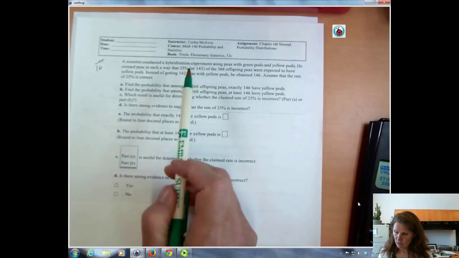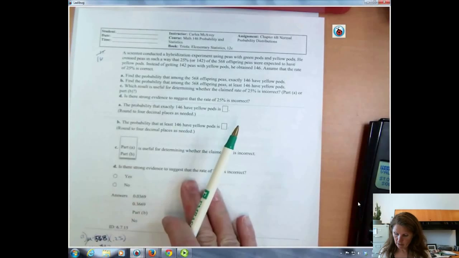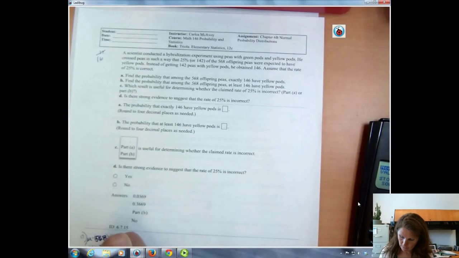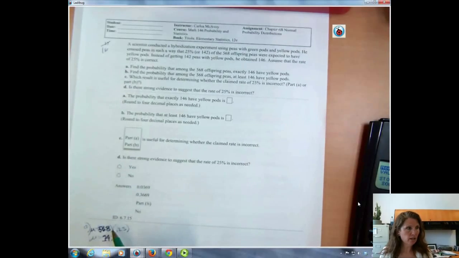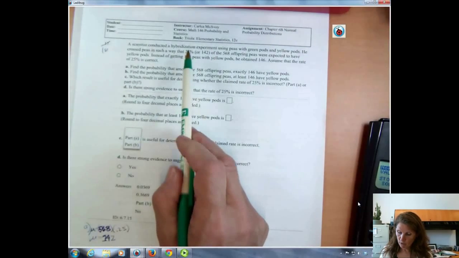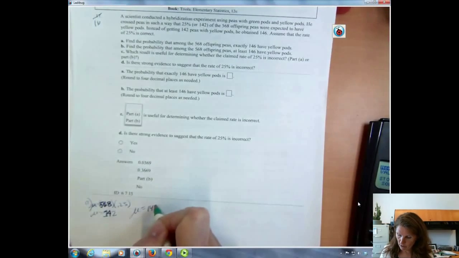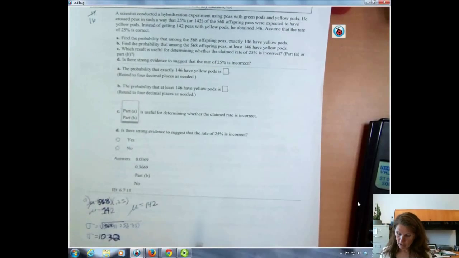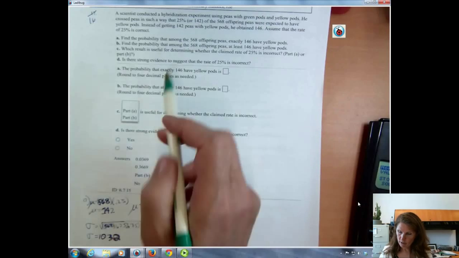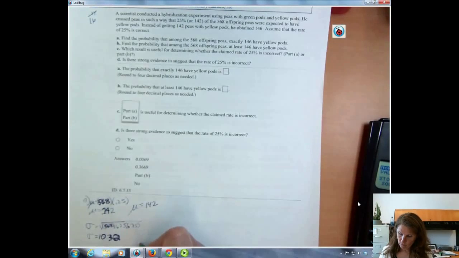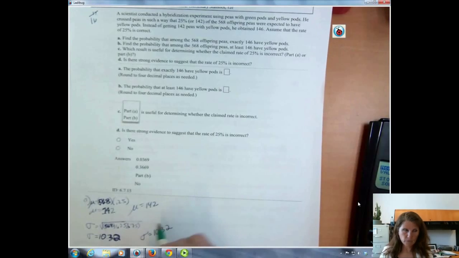So they already gave us the mean, 142, but we could go down and calculate that. I didn't do a very good job of writing that legibly. But 568 is our n, and then we're multiplying times our probability 0.25, and that's how they get the 142. So we know our mean is 142. Let me write that where we can actually read it. And then our standard deviation is 568 times 0.25 times 0.75, which is q, 1 minus 0.25, and I get the square root of all that, 10.32. I put in the wrong number to begin with. That's where we're seeing my mistake, but I fixed it before you ever saw it.